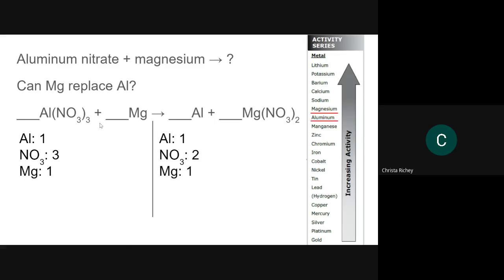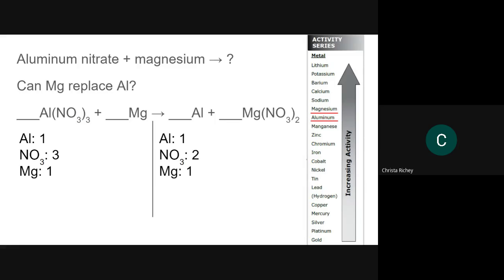Now you're going to identify how many you have of each on both sides. I have 1 aluminum, not the 3 inside, because that's part of nitrate. I have 3 nitrates on the left, no subscript. I have 1 magnesium on the left, no subscripts. On the right, that is 1 aluminum. There is a 2 outside of the nitrate, and there's no subscript for the magnesium, so that is 1. I know they're not in that order on the right-hand side with the products, but that's the way that we're going to fix them.